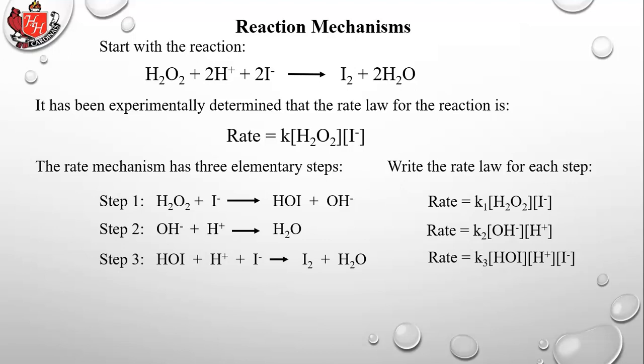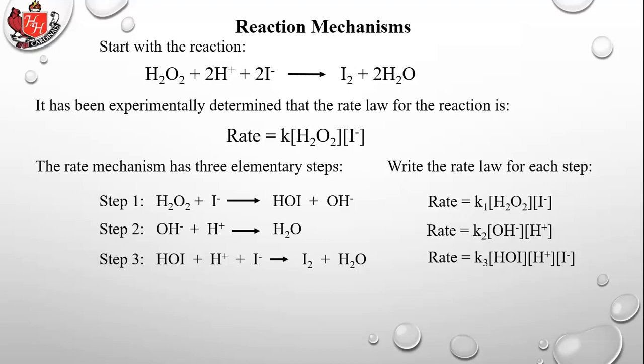Finally, step 3, the HOI that was produced in step 1 is combined with the other H plus ion and the other I minus ion to produce the final products, which is I2 plus H2O. And now if you look at the overall reaction up above, there's 2 H2Os. That's because you're going to add the H2Os in step 2 and step 3 together to get 2 H2O. That's Hess's law.